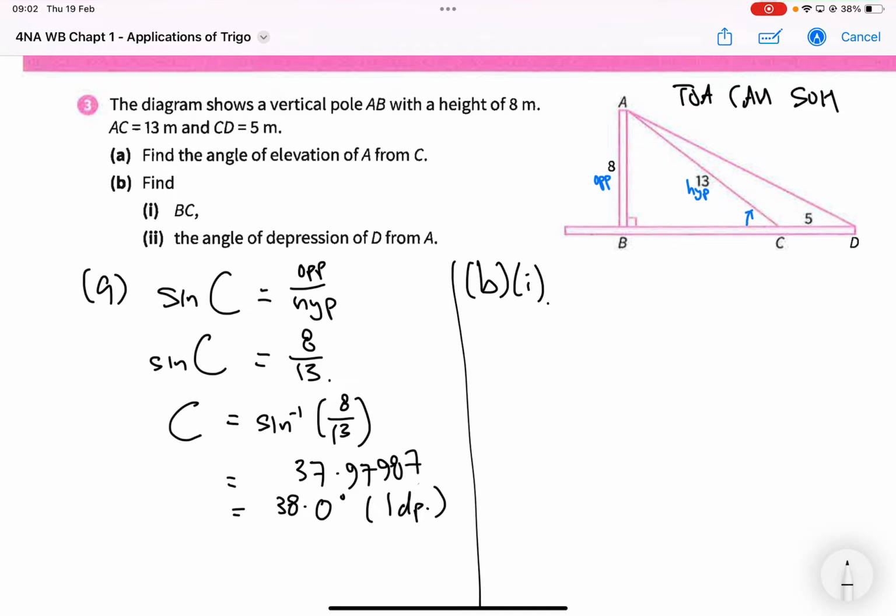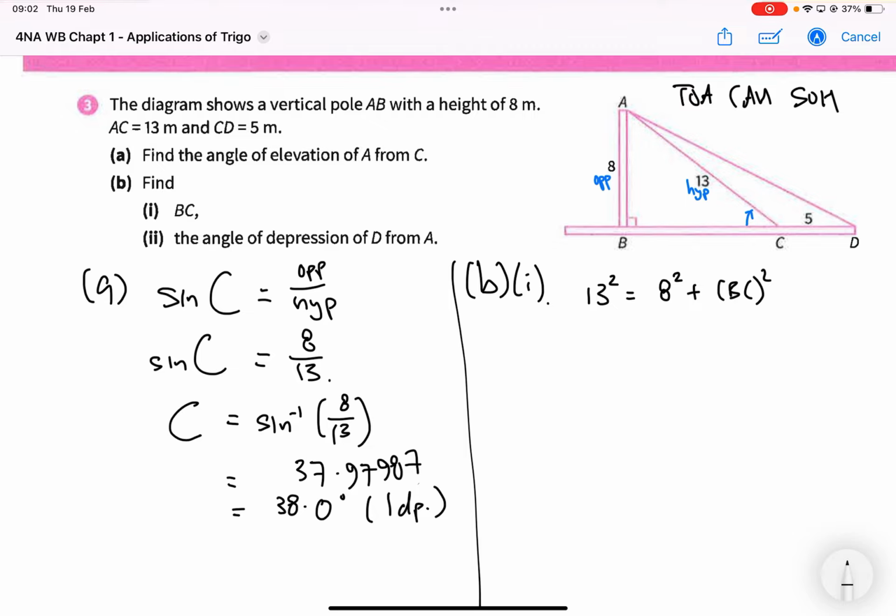Find BC. Find this side. I know this side, I know this side. Right angle triangle, so Pythagoras. I remember, by the longest side, 13 squared is equal to the two shorter sides squared and added together: 8 squared plus BC squared. Then I just need a bit of algebraic manipulation.